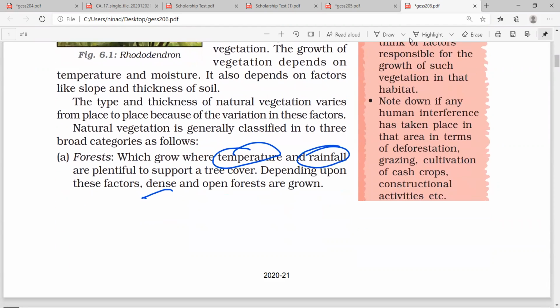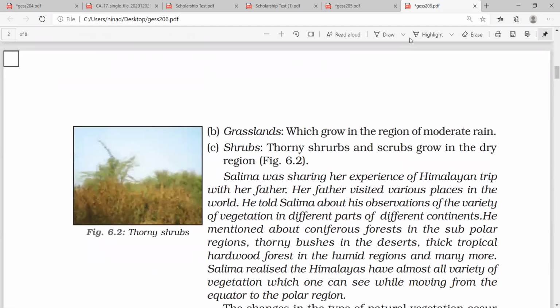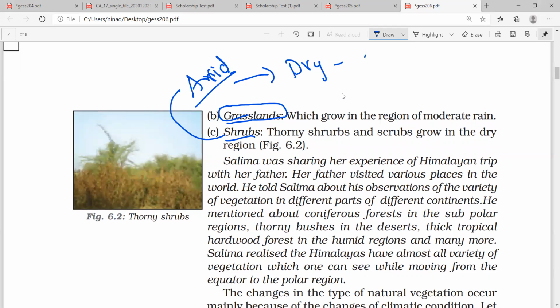As I said, if there is no human interference, then we call it natural vegetation. Not only forest, we can have grassland also. Some places are pure grassland. Shrubs are also found, particularly in the arid region. Arid, A-R-I-D. An arid region means a region which has dry land, or less rainfall.